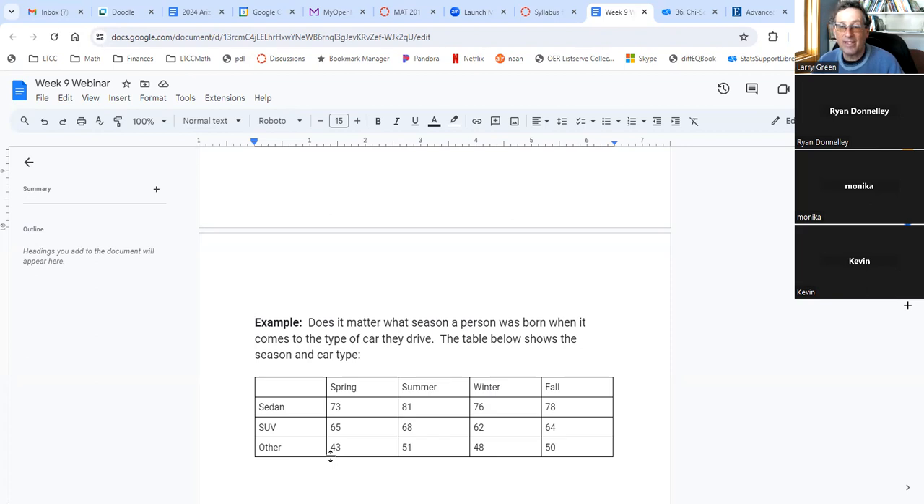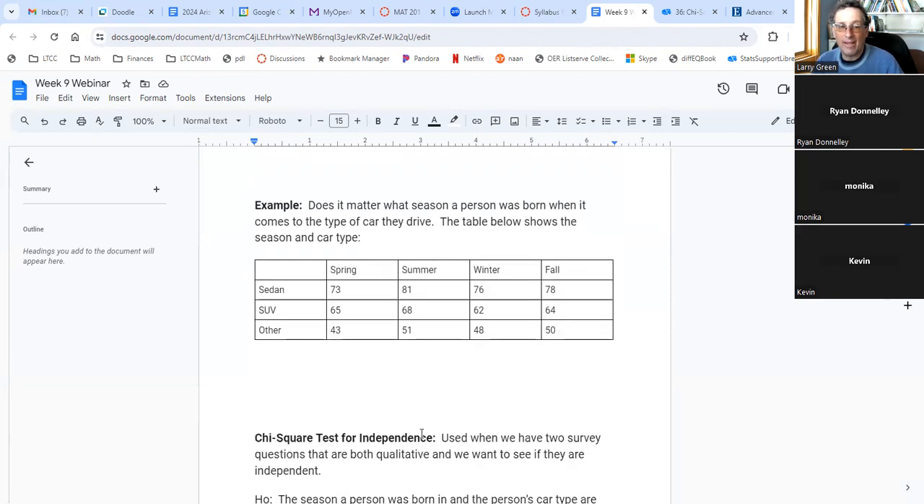Any questions on that idea? All right, so we're going to be using the chi-squared test for independence. Any questions on that idea?